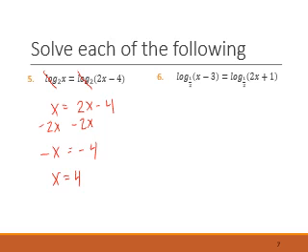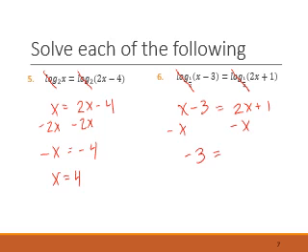Now, if you try that same method on problem 6, notice these are both logarithms of base 1/2. You should be able to cancel the logarithm. So x minus 3 should be equal to 2x plus 1. If I wanted to solve for x, I would subtract x from both sides. And now I have negative 3 is x plus 1. And then I would subtract 1 from both sides, and now I get x equals negative 4.